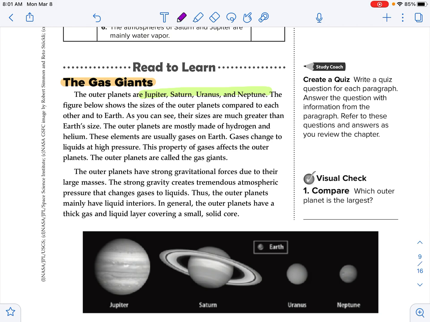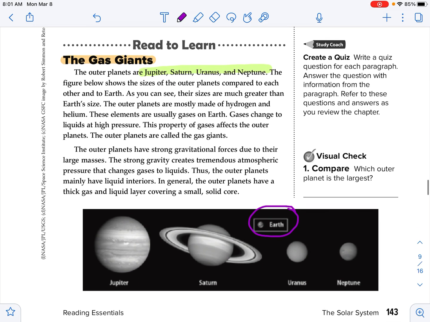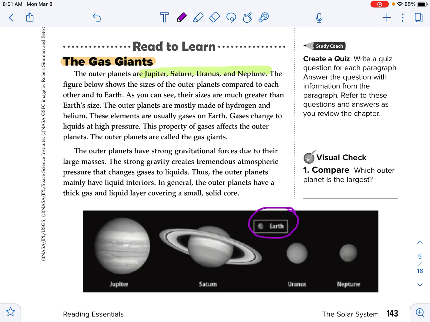The figure below shows the sizes of the outer planets compared to each other and to Earth. So let's look at Earth right here. Okay, so wow, cool, much bigger, right? As you can see, their sizes are much greater than Earth's size.